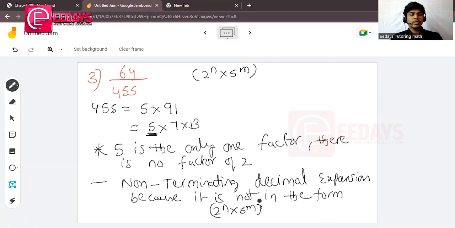So you just mention this in your exam, guys. By doing all these steps, you'll get 64 by 455, that is 5 into 7 into 13. It is not in the form of 2 power n into 5 power m. That's why it is a non-terminating decimal expansion. Mention these steps in your exams. Write all the words that I have marked here in your real exam.